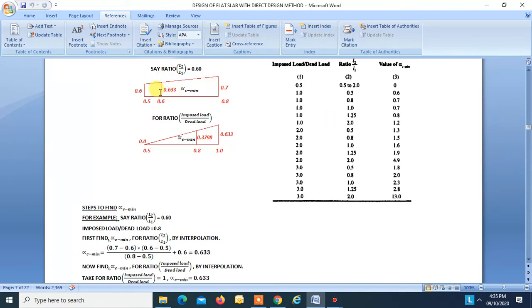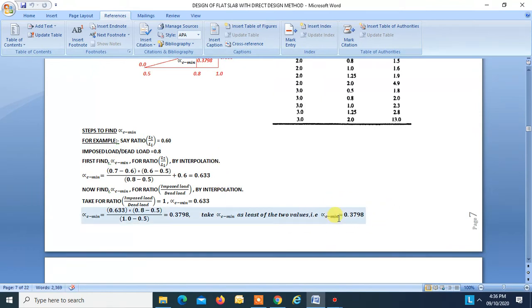Once you find this, now we will come to the imposed load by dead load ratio. Say the imposed load by dead load ratio is 0.8, it falls between these values. When it is 0.5, alpha C minimum is as given, and when it is 1, alpha C minimum will be 0.633. So we get the second alpha C minimum, which is equal to 0.3798. So we have to take the minimum of these two. Our alpha C should be greater than the minimum of these two. So this is how we find alpha C minimum.